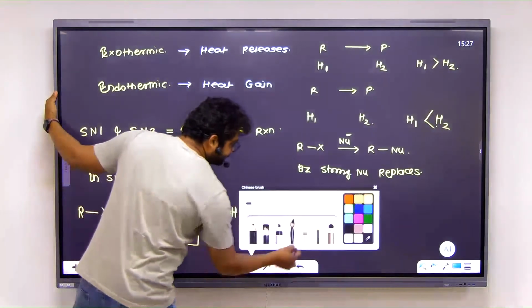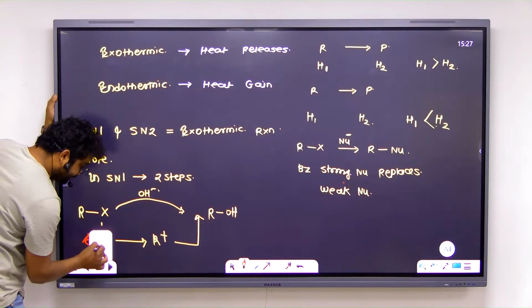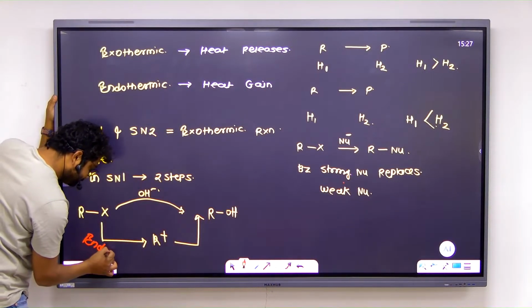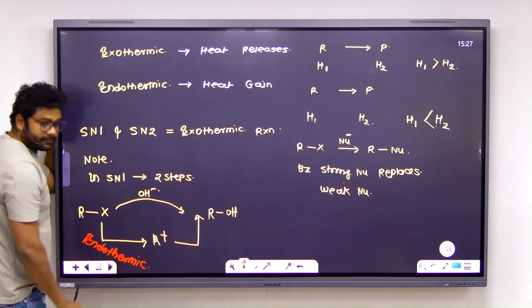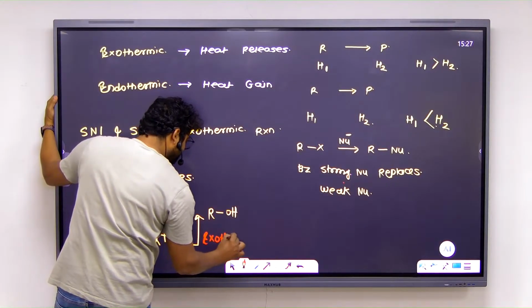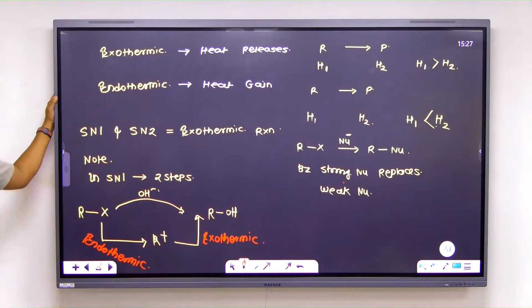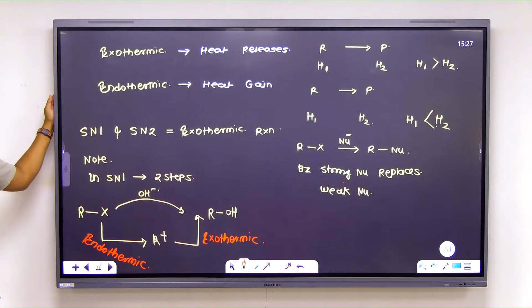So the exceptional thing I want to note here: the first step is endothermic. And second step is what? Exothermic. Can you please explain this? Think why? Why did this happen?